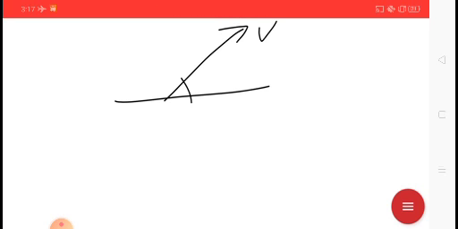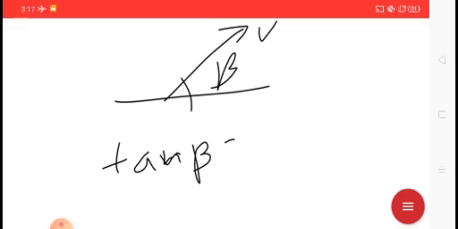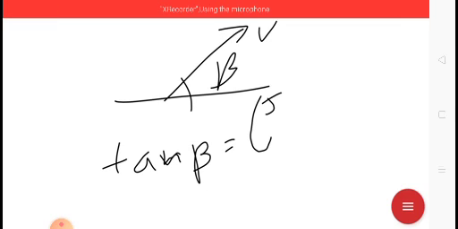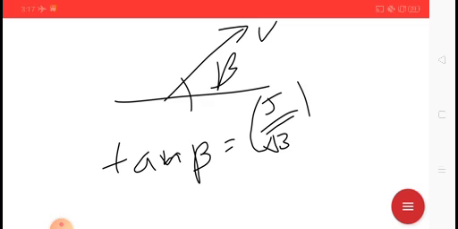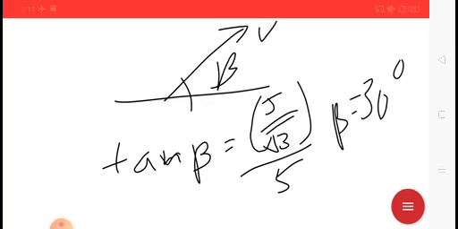So the question also asks you to find the beta. So you know that beta, this is the v, beta is here. Okay, so tangent beta is equal to 5 over square root 3, the y component over the x component, right? So you should get beta is equal to 30, right? Beta equal to 30. Okay, so question 1 to 8, this is the thing.